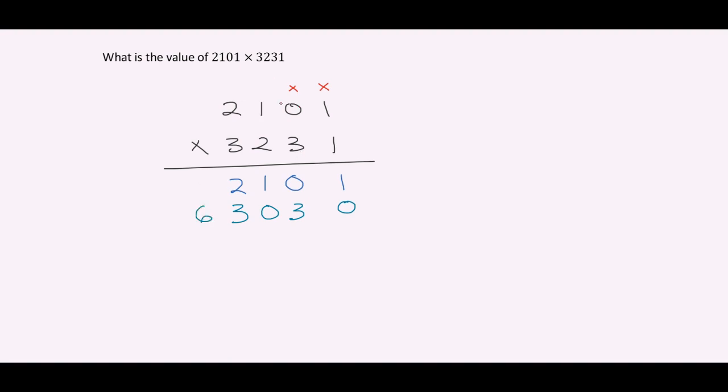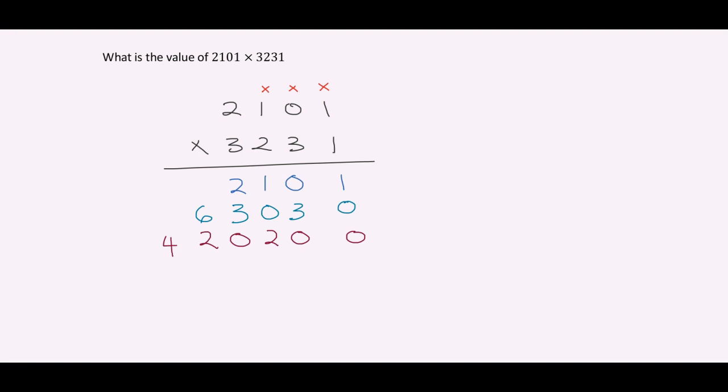Now we switch over to the hundreds column and a different color as well. So we have 0 in the ones place, 0 in the tens place. Now 1 multiplied by 2, we have 2. 0 multiplied by 2, we have 0. 1 multiplied by 2, we have 2. And 2 multiplied by 2, we have 4.